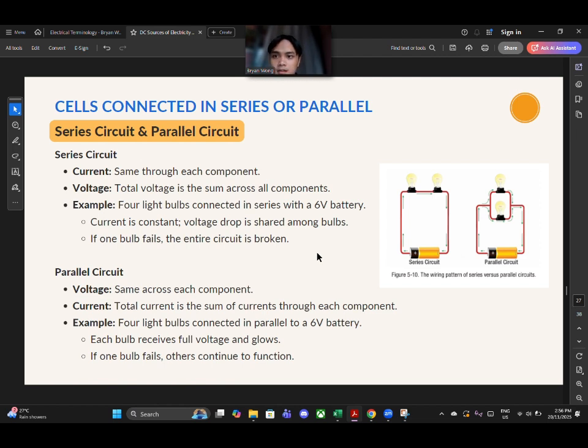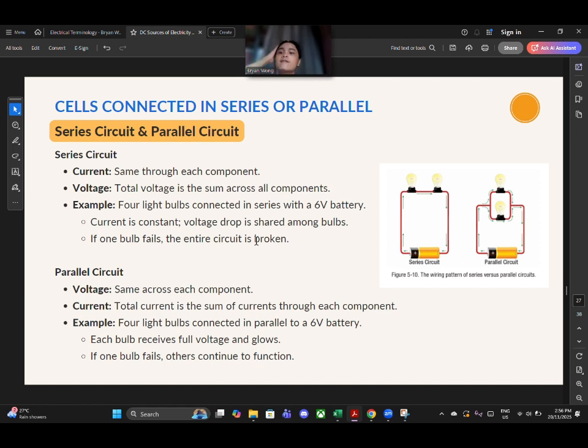Let me explain the series circuit and parallel circuit. For a series circuit, the current is the same throughout each component. Total voltage is the sum across all components. For example, 4 light bulbs connected in series with a 6 volt battery. Current is constant and the voltage drop is shared among the bulbs. If one bulb fails, the entire circuit is broken. That is the disadvantage of a series circuit.